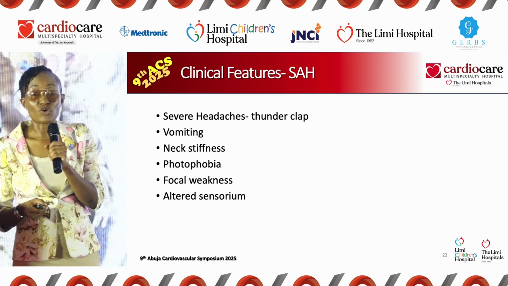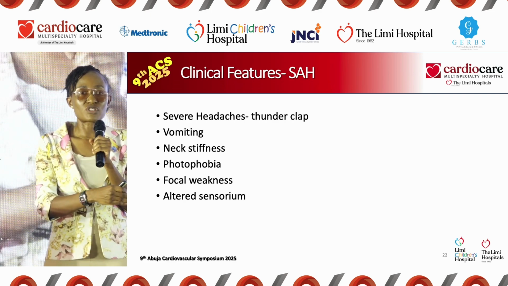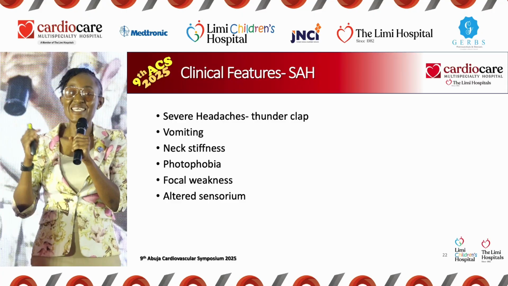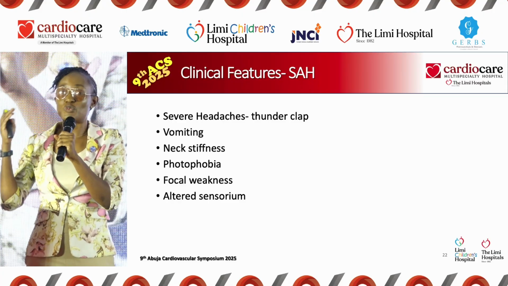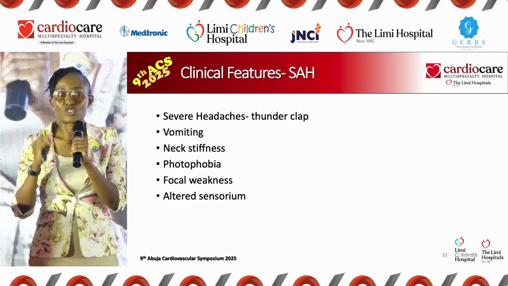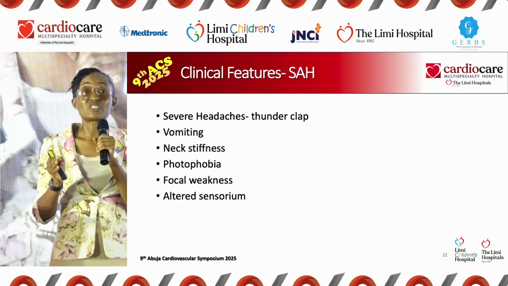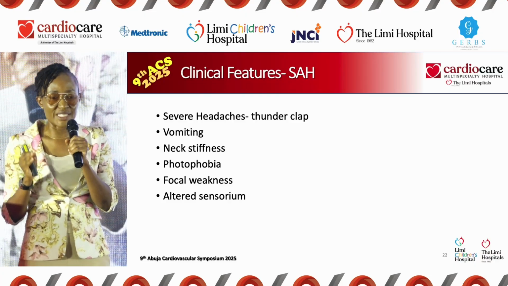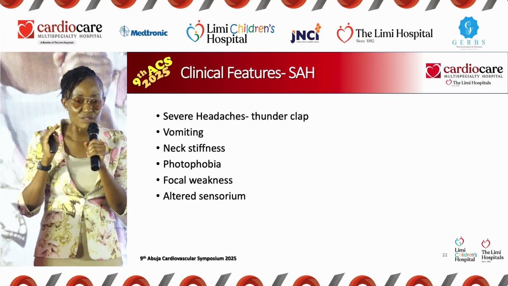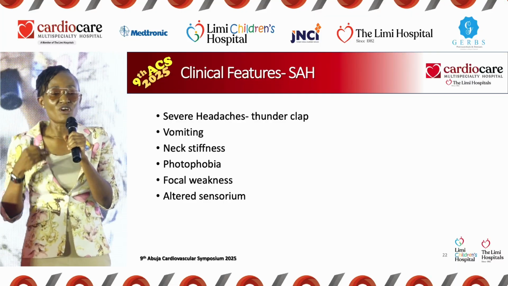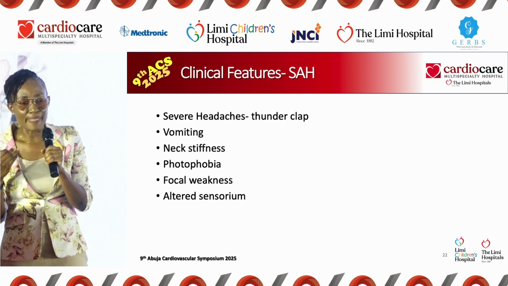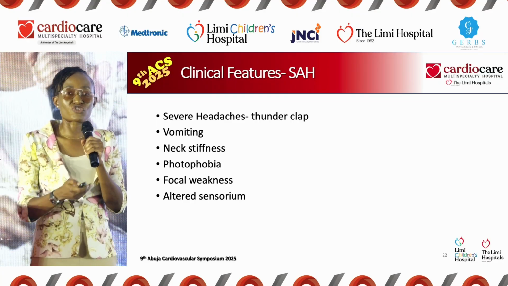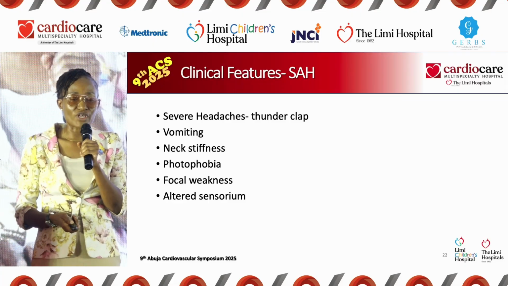Then subarachnoid hemorrhage is similar to intracerebral bleed, but the headache is thunderclap. Even if the patient had headaches before, for example, the patient is a known migraine patient, the patient will tell you that this is the worst headache he or she has had in his or her life, and it is very troubling. The headache most of the time is the most predominant symptom. Then the patient may have vomiting, neck stiffness, photophobia, focal weakness, and altered sensorium, and anything similar to the previous presentations that I mentioned for either ischemic or hemorrhagic stroke.